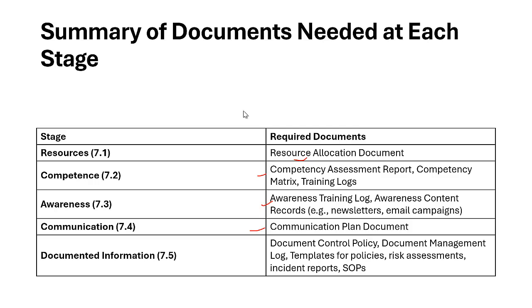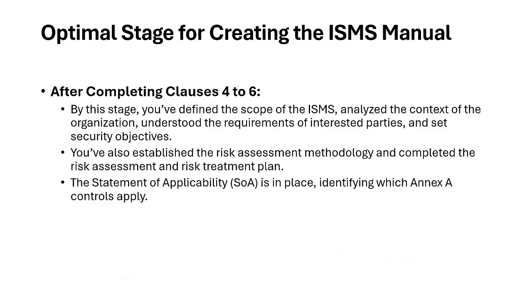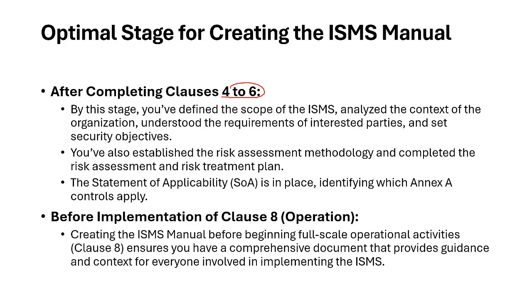Now the question is, what is next? So we have to create an ISMS manual. After completing clauses 4 to 6, you have to create an ISMS manual, because when an auditor comes for an audit, he checks the manual only. So you have to establish the risk assessment methodology and complete the plan. And after doing the SOA and selection of controls, you can create an ISMS manual. So before implementation of clause 8, you have to create an ISMS manual.